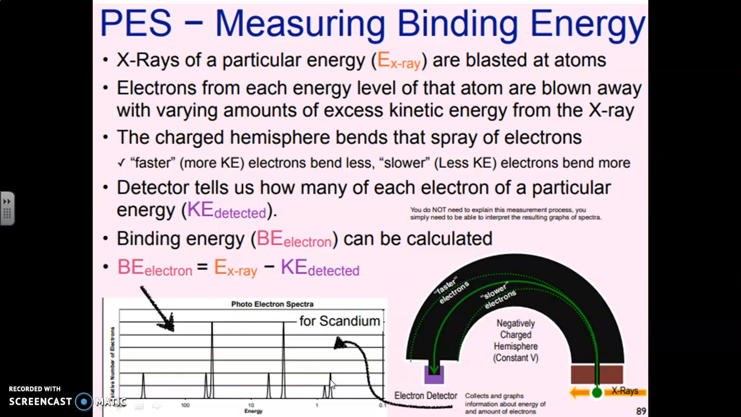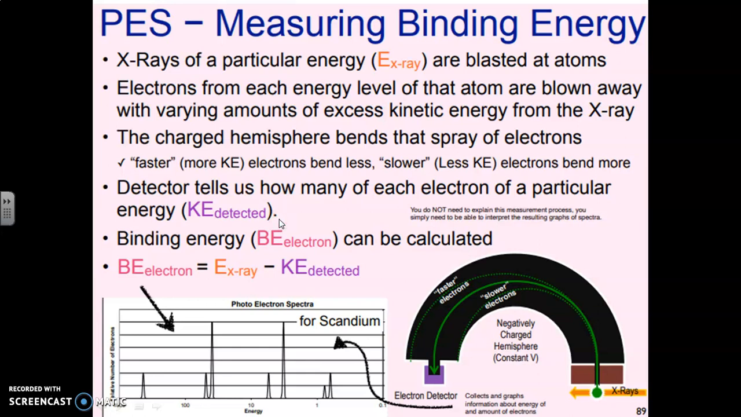Okay, but again, it says right here, you do not need to understand or explain this process of how X-rays are shot at it and they bend slower and whatever. You don't need to understand the process, okay? You just need to be able to read and interpret the graphs.